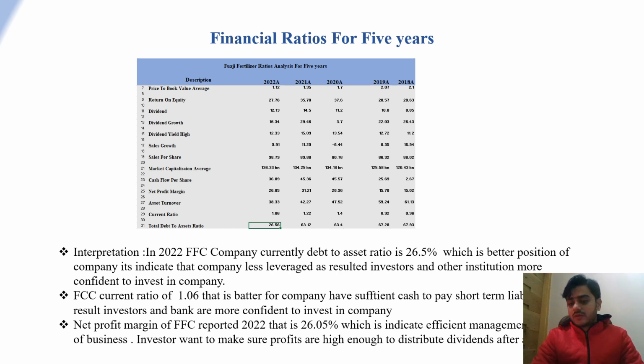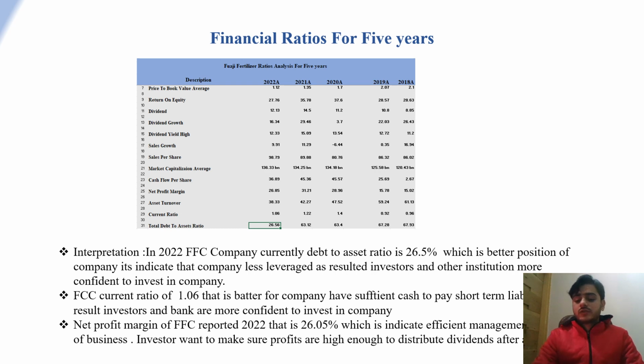And the FFC current ratio was 0.06, meaning the company has sufficient cash to pay its short-term liabilities, so investors and banks are more confident to invest in the company. And FFC reported a net profit margin of 26.05% in 2022, which indicates efficient management of the business. Investors want to make sure the profit is high and enough for dividend distribution after paying all expenses. So these are the major interpretations we calculated through the different annual ratios.